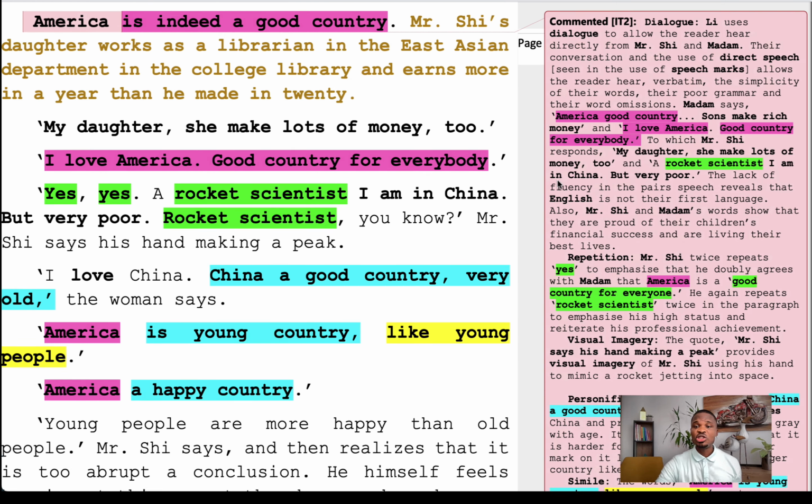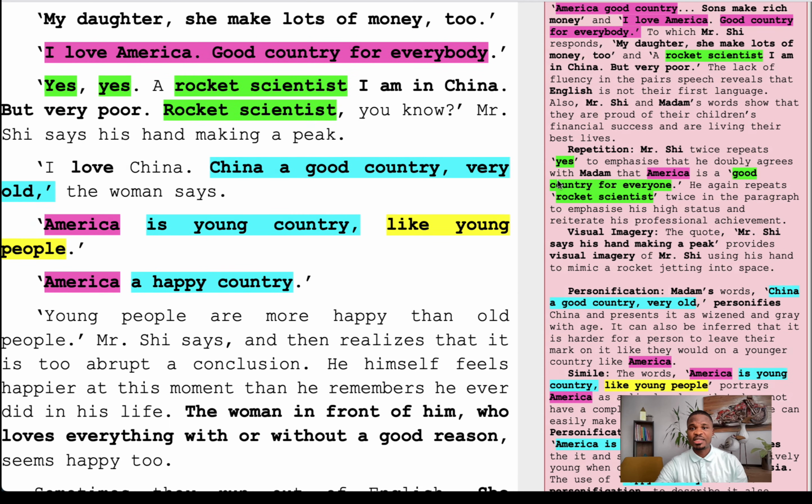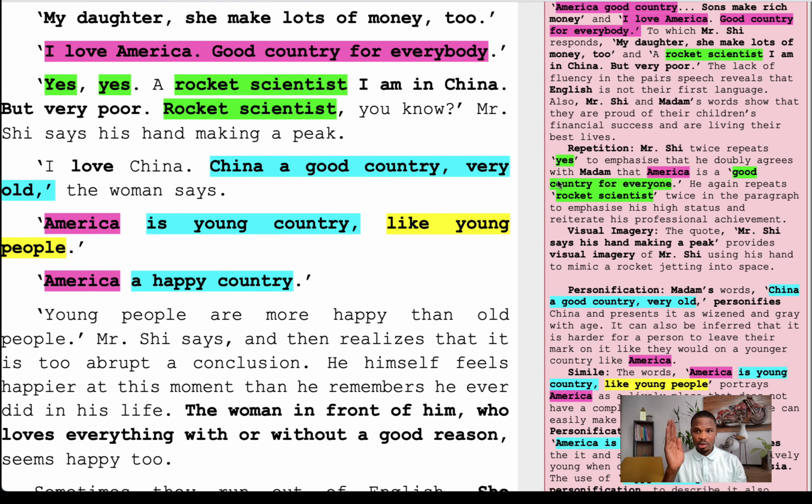Then we also see the use of visual imagery as well. The quote, Mr. Chi says his hand making a peak, provides visual imagery of Mr. Chi using his hand to mimic a rocket jetting into space. So that's the visual imagery that I talked about.